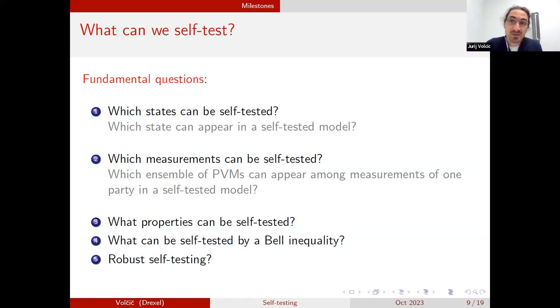Of course I can't self-test the state just by itself, right? I need a model around it. I need probably some additional measurements. I need some measurements around, right? So I'll talk about these two questions.